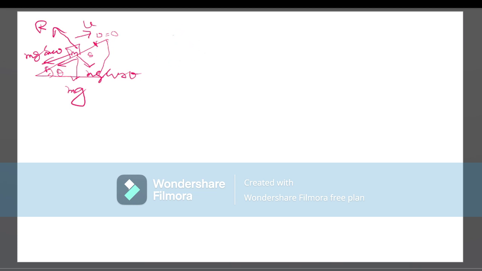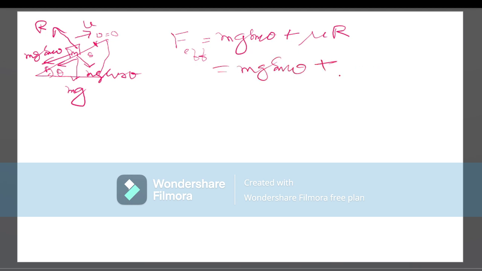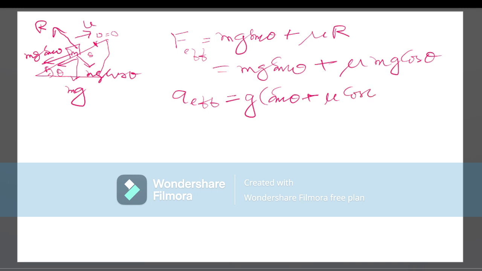As in the previous case, we calculate the effective force on the body. So what will be the effective force? mg sine theta is acting downward, and the frictional force is also acting downward, so it is mu R. In this case, it is mg sine theta plus mu R, where R is mg cos theta. And if we calculate the effective acceleration, which is simply F effective divided by m, it is g sine theta plus mu cos theta. So this is the acceleration, or we can say the deceleration, of the body.